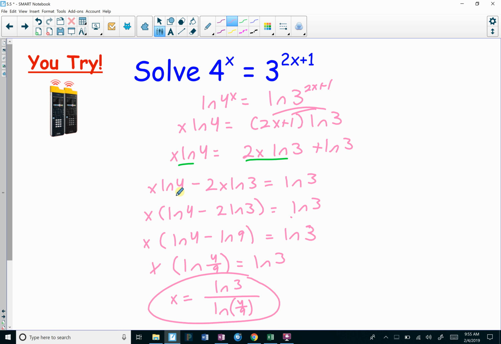I powered up, and the subtraction means you divide the insides. And then finally, x times all this junk, so you have to divide by that junk. We have natural log of 3 over natural log of 4/9.